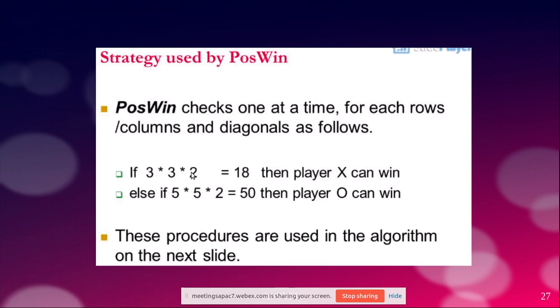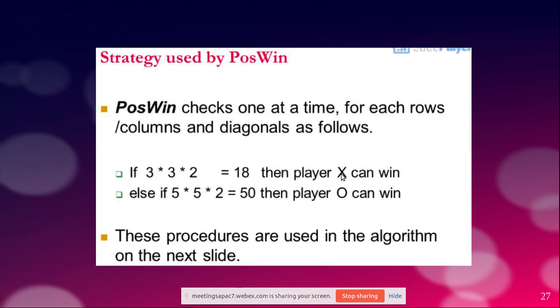You get some numbers. If you are having a favorable situation for X to win, that means 2 are cross marks and 1 is a blank, then that product is going to be 18. And if it is going to be a winning situation for the knot, then 2 are already knots and 1 is a blank, so that means it is going to be 50. So just look for 18 or 50 in the 8 directions, 3 rows, 3 columns, 2 diagonals. Do these products, find 8 products and search for 18 or 50.